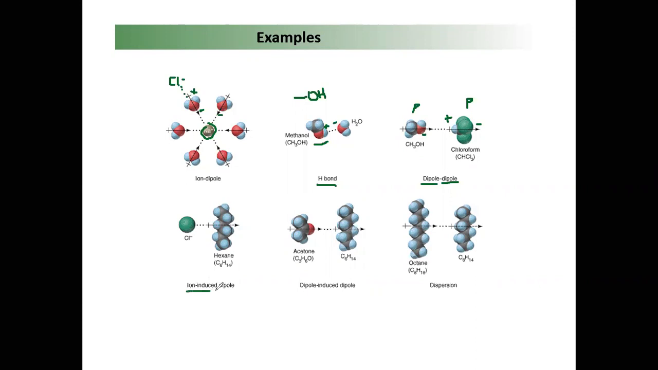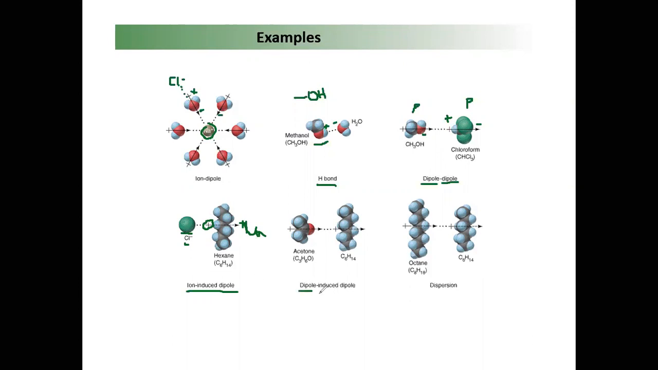Ion-induced dipole, a good example of this is if you take sodium chloride and try to dissolve it in hexane, you form an ion-induced dipole. So the ion interacts with either the positive or negative end of the induced dipole. Here, since we're dealing with chloride, it's going to interact with the positive end. And if this was sodium, then the negative end would interact with the positive sodium ion. Again, this is very weak, and as we all know, sodium chloride is very difficult to put in solution.